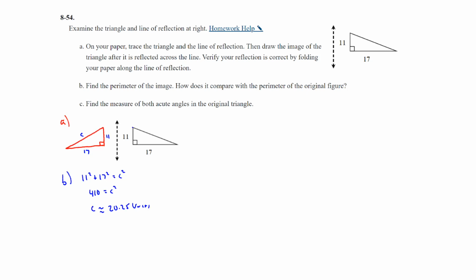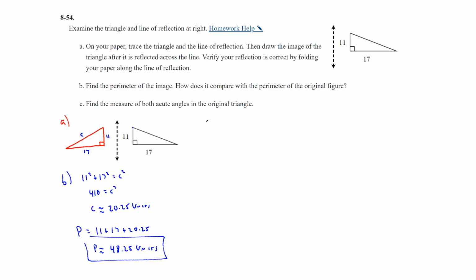It still doesn't answer the question. We need to know the perimeter, so now we can take the three side lengths that we have, the two that were given, the 11 and the 17, and then add the third one that we found to find the perimeter to be approximately, since we approximated that third side length, 48.25 units.